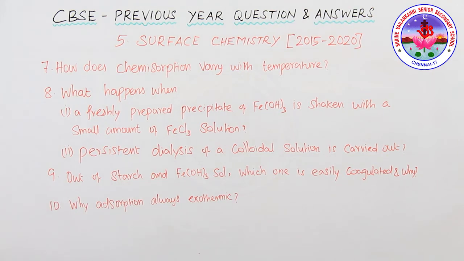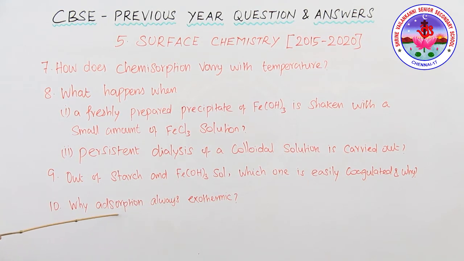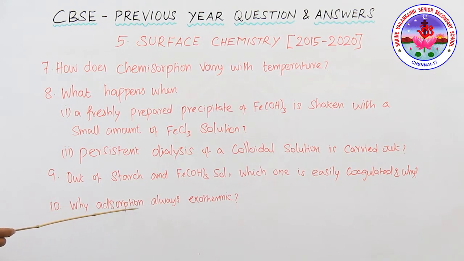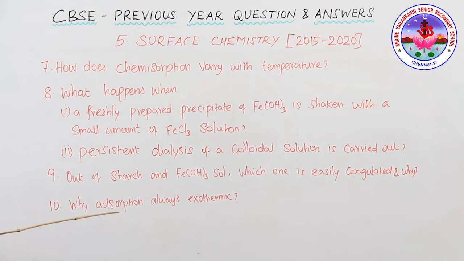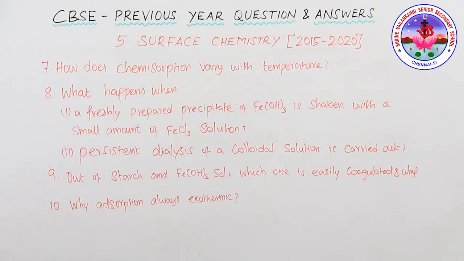Then the next is: why is adsorption always exothermic? See, here the reason is the bond formation between the adsorbent and the adsorbate. So energy is released. Adsorption is always exothermic because the bond formation is between the adsorbent and the adsorbate. This is the key point. The bond formation between the adsorbent and the adsorbate. So energy is released. When the energy is released, the reaction will be exothermic in nature.